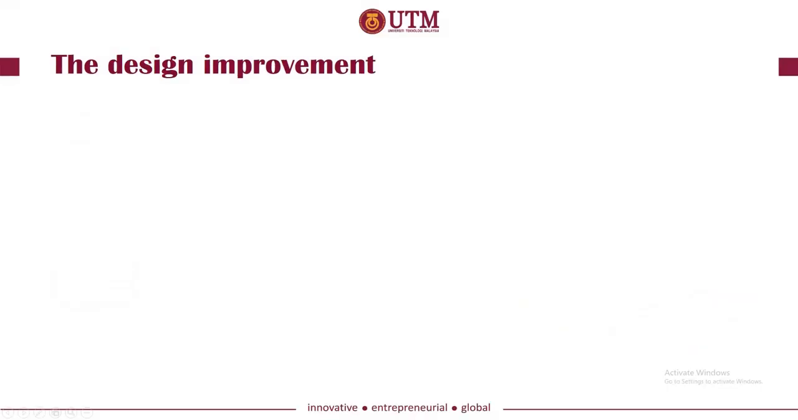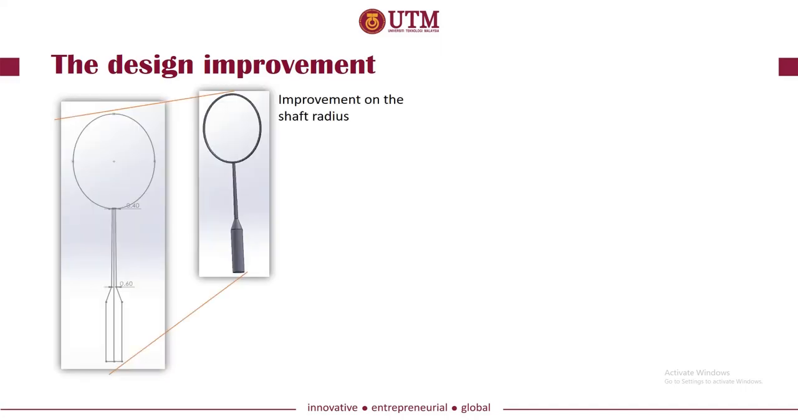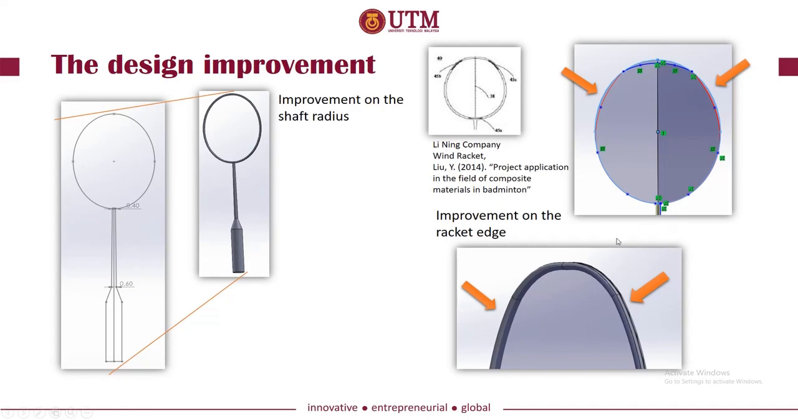So, after understanding briefly the parameters, I plan to test the design improvement on the shaft radius and racket head shape. The radius of the shaft will be 0.6 cm at the handle, and the radius will decrease gradually to 0.4 cm at the throat or joint of the racket. I also plan to design a racket with edges, as it is supported by Liu in 2014, which stated that the Li-Ning company managed to create a wind racket with sharp edges, which wasn't possible before due to advancement of technology of shaping the carbon fiber.